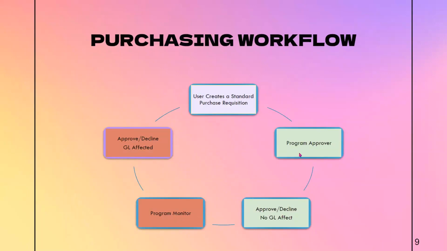The approval from the program approver has no effect on our general ledger. So that's not going to affect our expenses and it's not going to affect our encumbrances. That then goes to the program monitor, who has the same decision to make: approve or decline. Any decline goes all the way back to the user. If they approve, it still goes to the user, but this time it's approved and the general ledger is affected because now we've created an encumbrance.